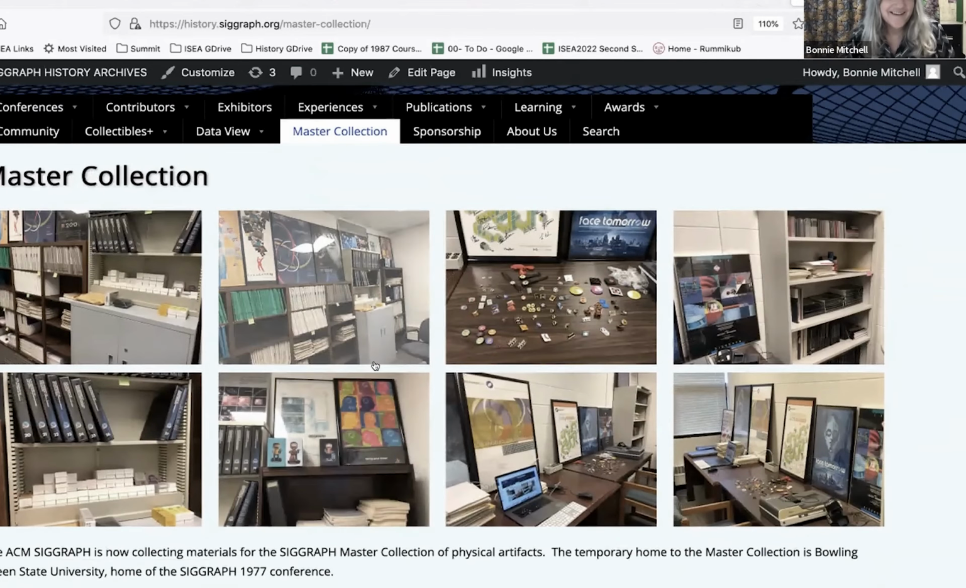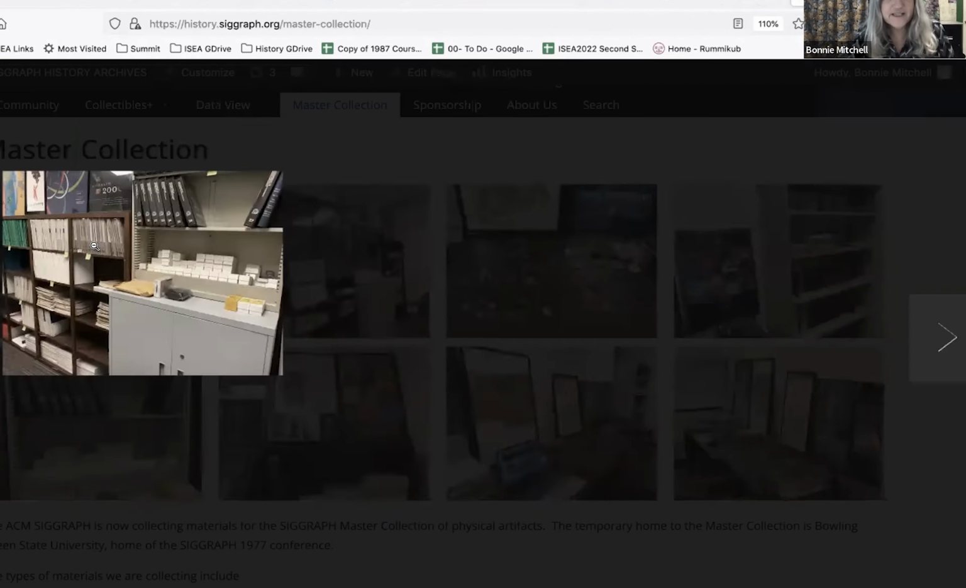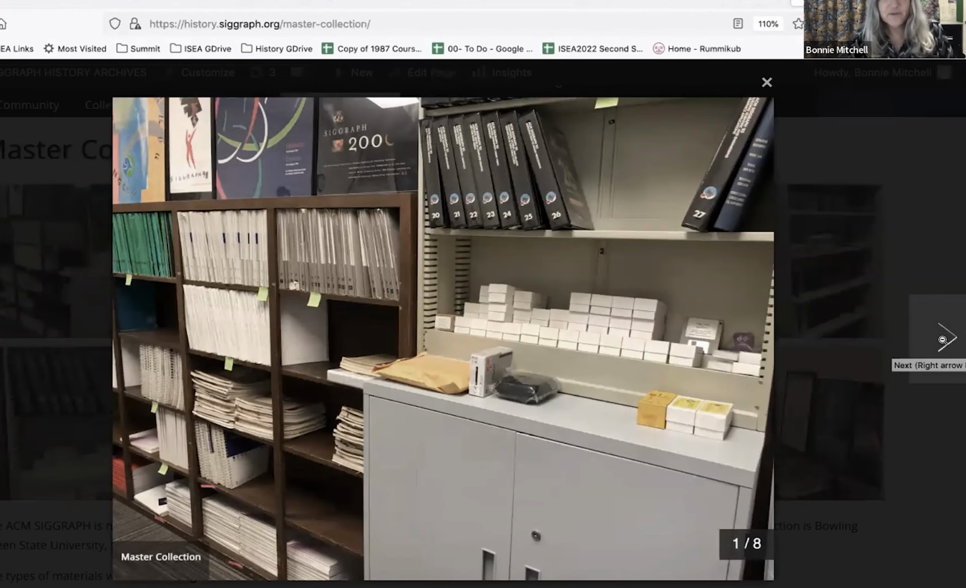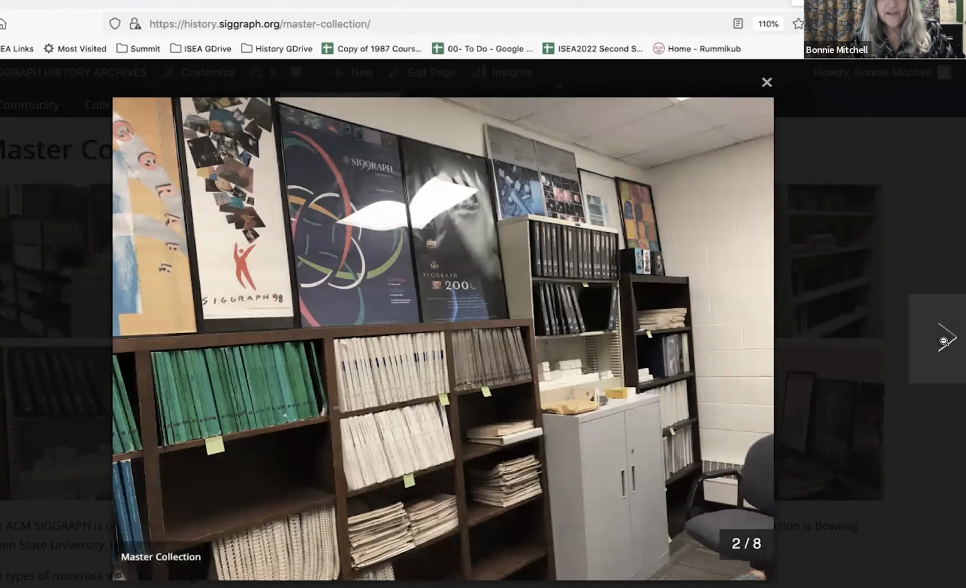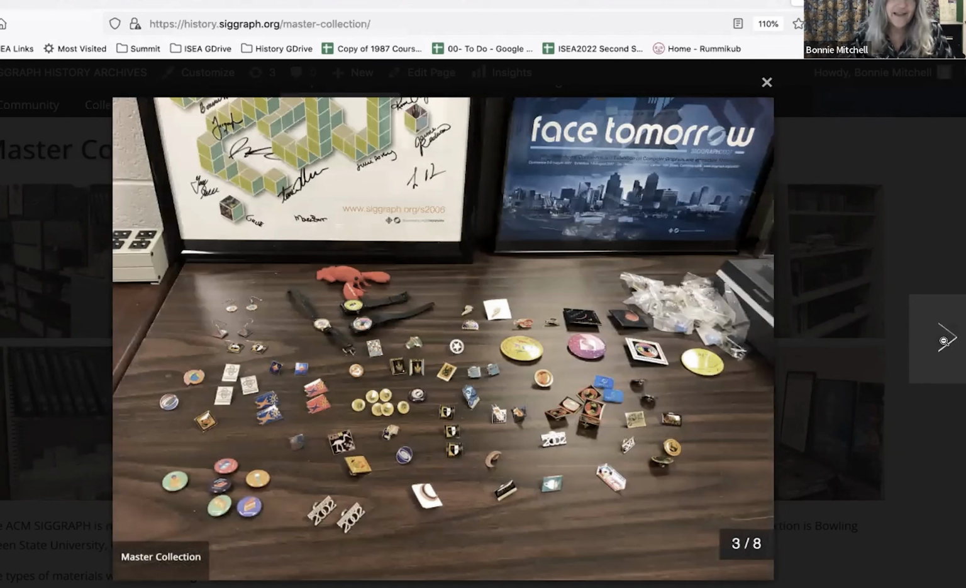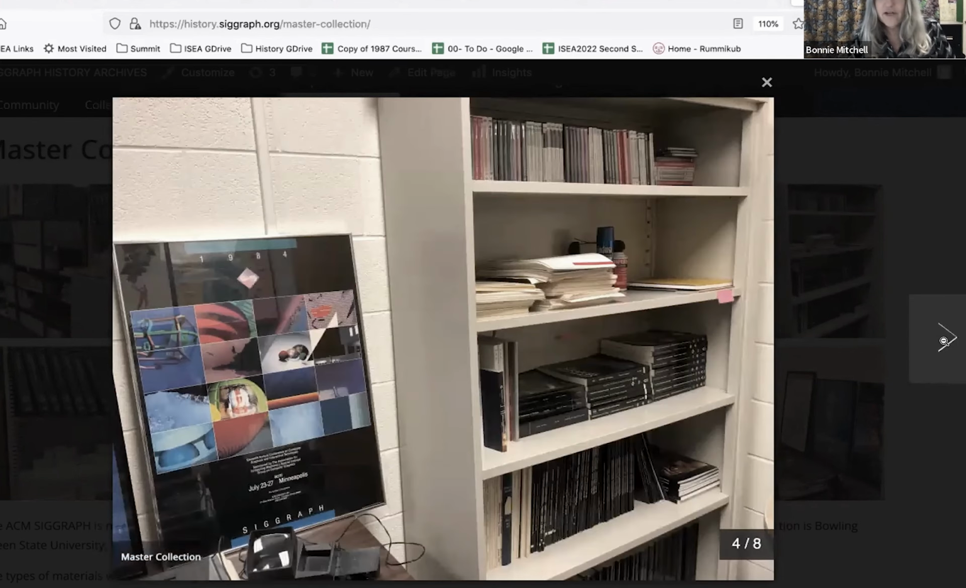Our newest thing is we have started the SIGGRAPH physical collection of items. Bowling Green State University, home of the second SIGGRAPH conference, has given us an office and lots of bookshelves. And so we have started the SIGGRAPH physical collection. We're looking for 2 copies of everything. The University of Waterloo got us started, and they gave us their entire collection. Mary Whitton had quite a collection of materials. Jim Foley donated materials, lots of other people as well.